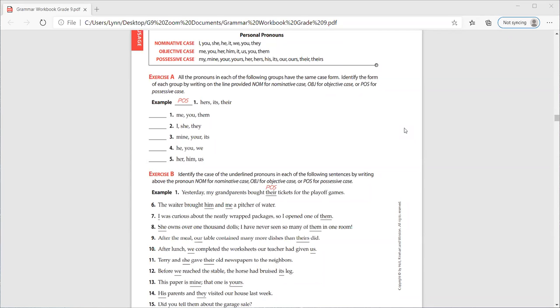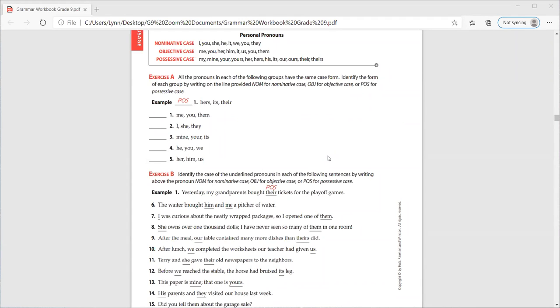Of course. Number 1, me, you, them. It's objective case. Okay. Number 2, I, she, they are nominative case. Correct. Mine, your, its are possessive case. Okay. He, you, we are objective case, and her, him, us are objective case as well. All right, go back to number 4, Hannah. Oh, yes, sorry. Those are nominative. Yes. Okay. Thank you, Hannah.